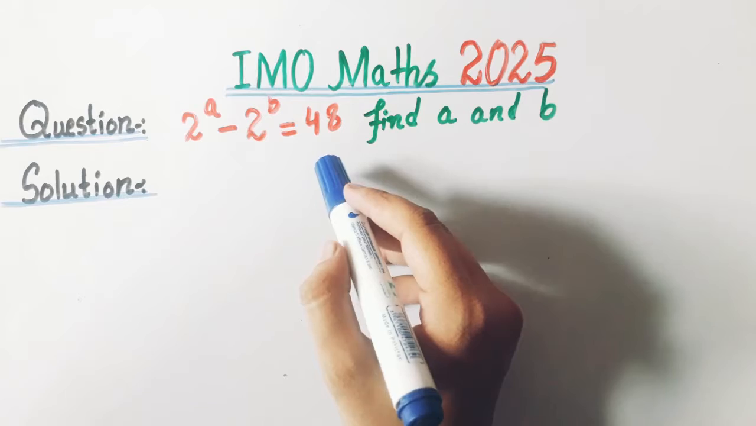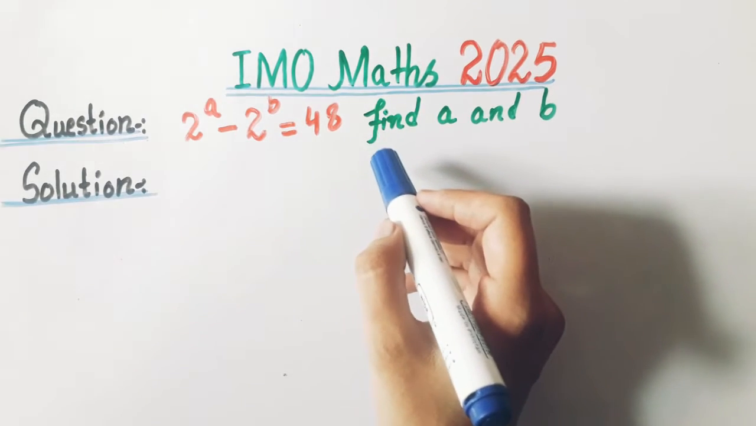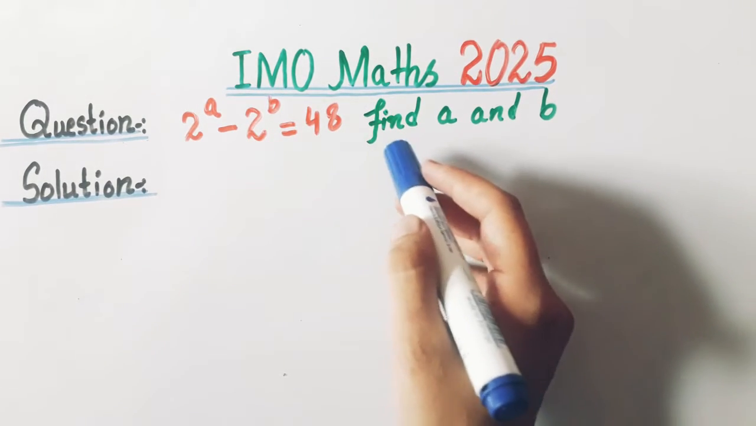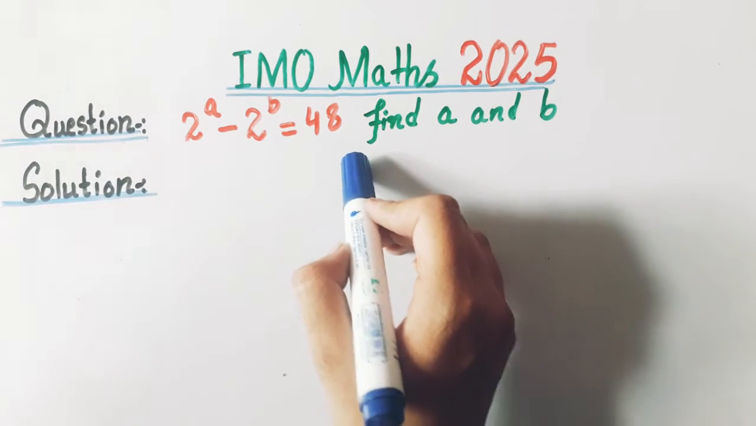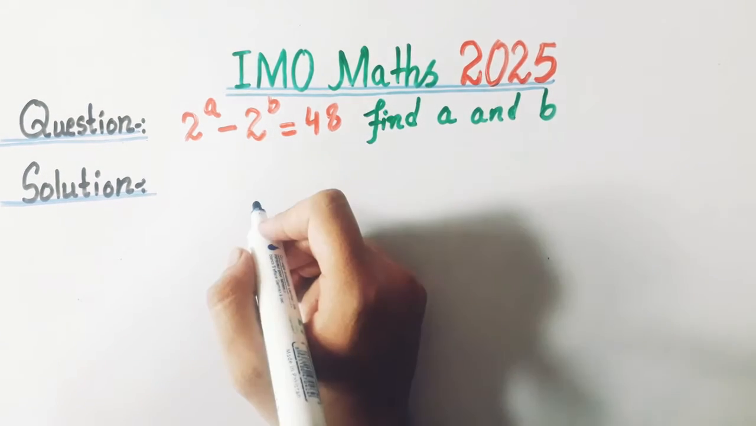Here is a question that looks easy but stumps even the smartest brain. Can you solve this? 2 raised to power a minus 2 raised to power b is equal to 48, and find the value of a and b.